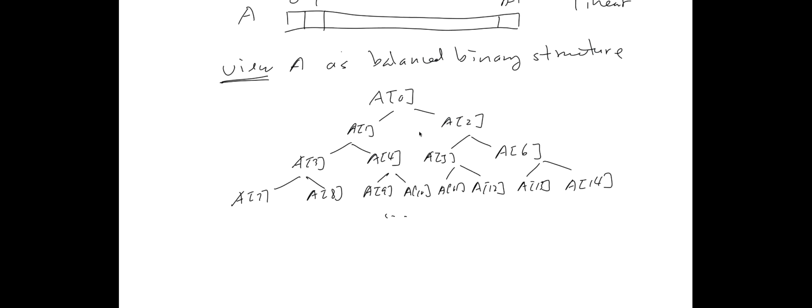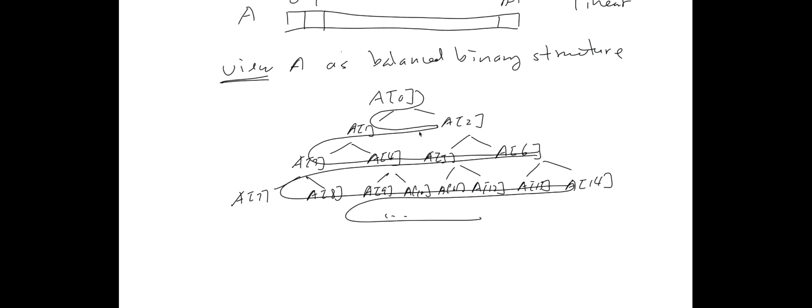If you read one level at a time from left to right, we have the linear structure. So we start from 0, then 1, 2, and then A3, 4, 5, and 6, one level at a time, from left to right.